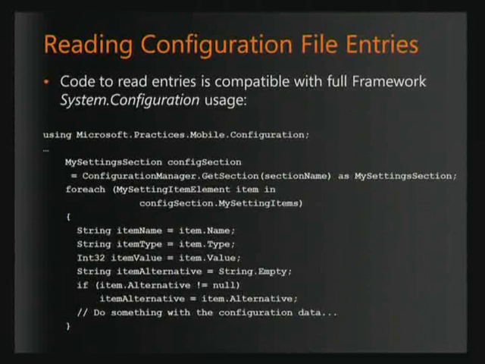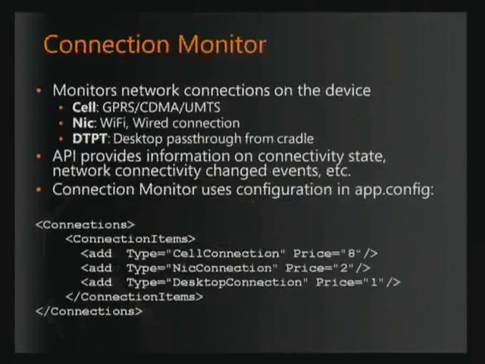Now, connection monitor is kind of interesting. So this monitors your network connections on the device. And out of the box, it looks for cell connections, GPRS, CDMA, UMTS, Edge, and all the rest of them, so data comms over phone networks. It will look for what it calls NIC connections, which is Wi-Fi, or indeed a wired connection. And it will look for DTPT, desktop pass-through, which is your USB cable. So you're using a PC effectively as your gateway onto the wider network.